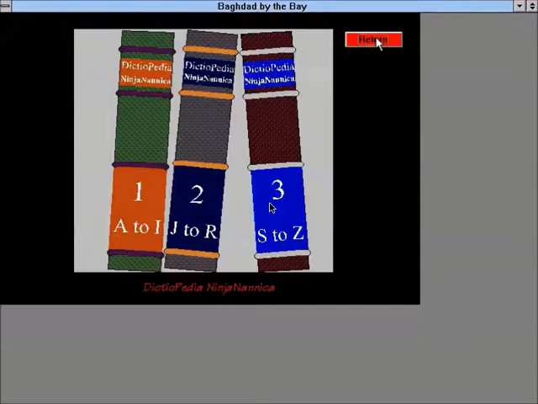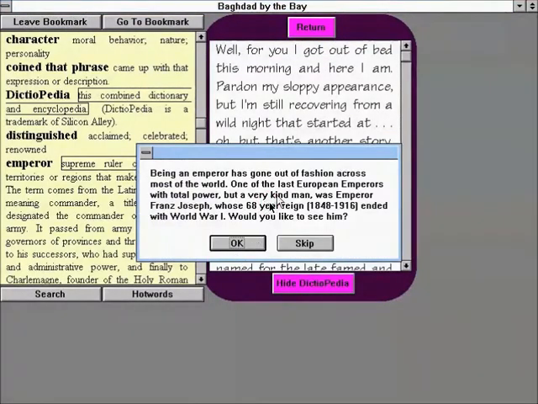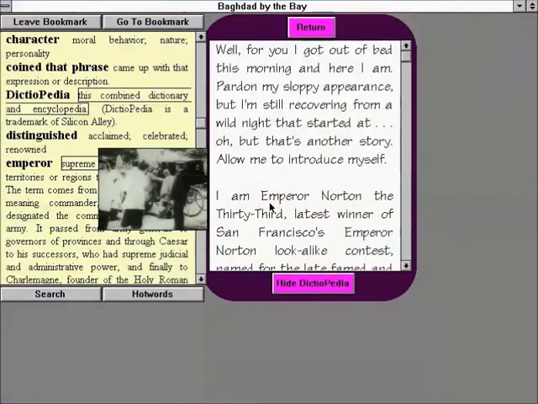Is it really that fitting? Being an emperor has gone out of fashion across most of the world. One of the last European emperors with tons of power, but is a very kind man, was Emperor Franz Joseph, whose 68-year reign ended with World War I. Would you like to see him? Okay, he's doing something, I guess.